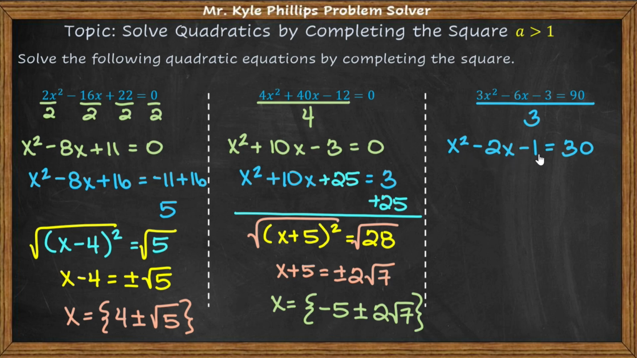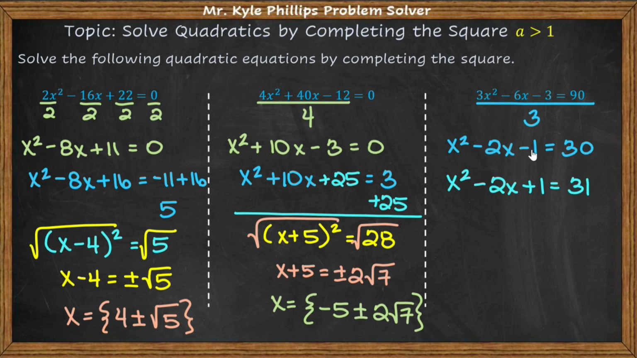Now, is this a perfect square? If I cut negative 2 in half, I get negative 1. Negative 1 squared is positive 1. All right, not negative 1. So this is not a perfect square trinomial. The 1 now must go. So now I have x squared minus 2x. That should be a positive 1. And here, this is going to be 31.